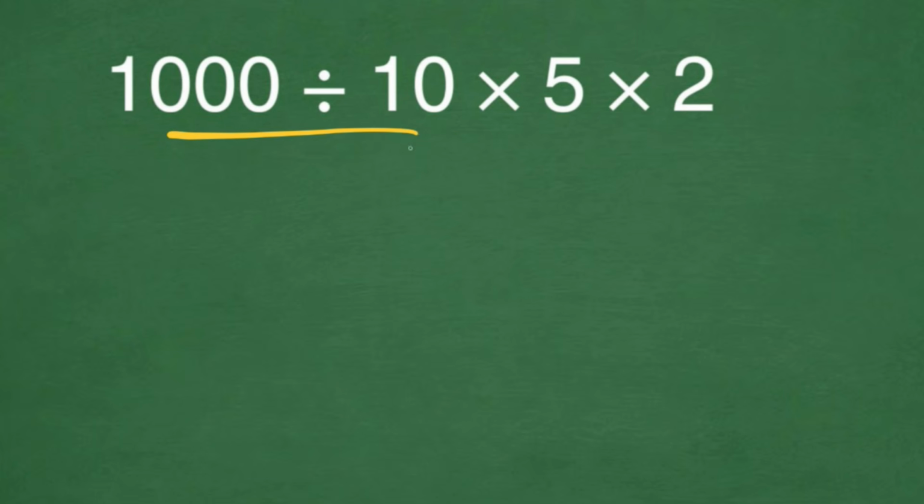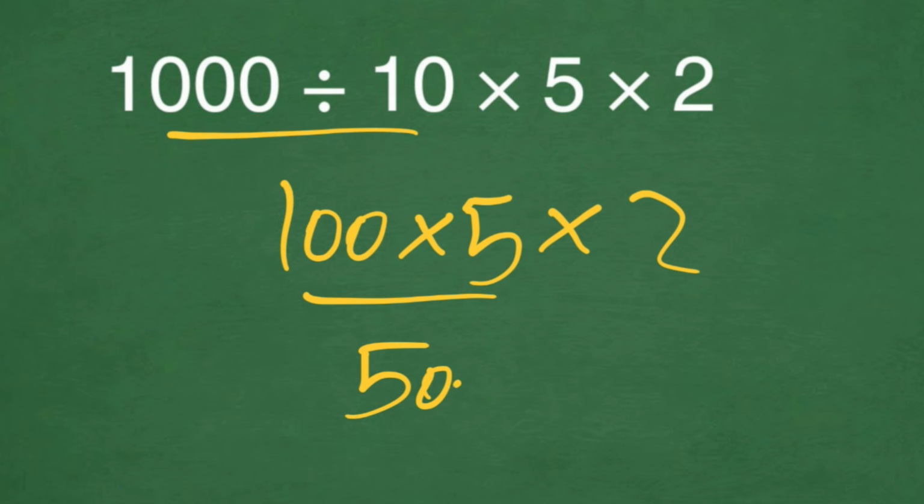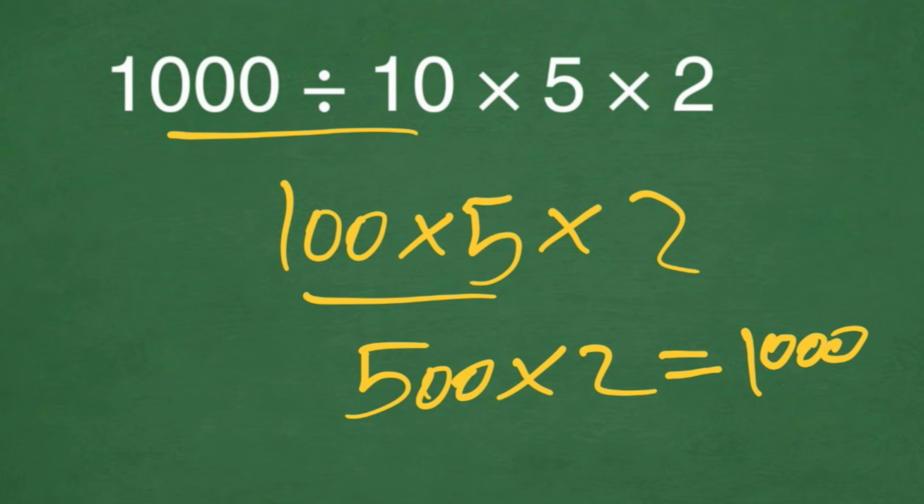So 1000 divided by 10 gives us 100, and 100 times 5 times 2 is going to be the next equation, and 100 times 5 gives us 500, and 500 times 2 is equal to 1000. So the final answer to this question is 1000.